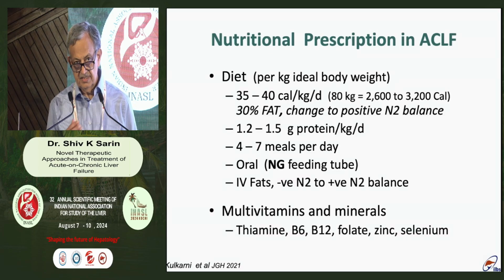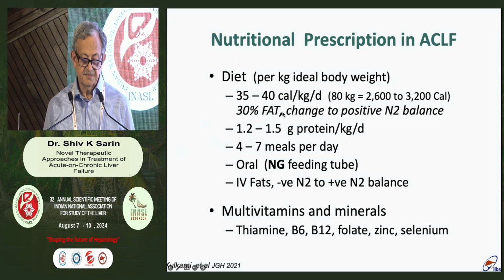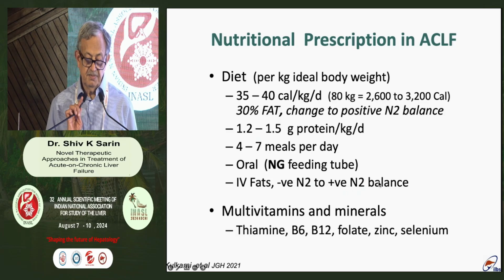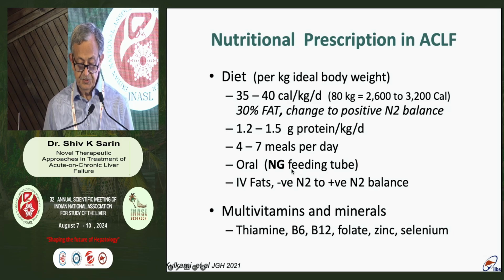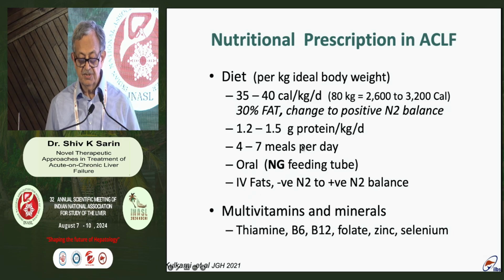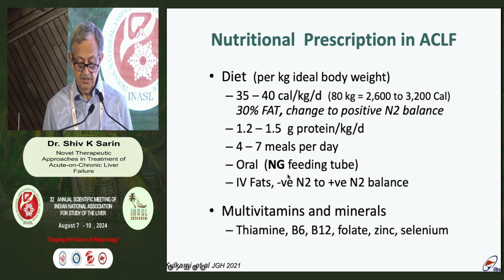My first message, and this is for all postgraduates, is the nutritional prescription. You need to give good calories. Unlike in an ICU shock patient where you give less than 70%, here you need more calories. Change to positive nitrogen balance. Nitrogen balance can be changed in 3 days from negative to positive by giving fats. We have shown this earlier. Then you need to give nasogastric feeding if the patient cannot take food. Very often they have distaste, so put in a tube and feed them. And of course vitamins. So the calories are an important part.